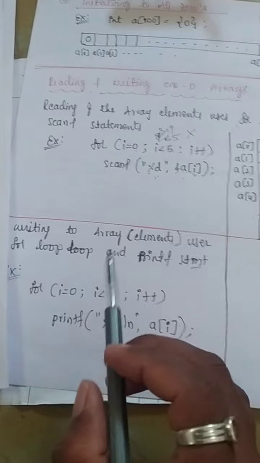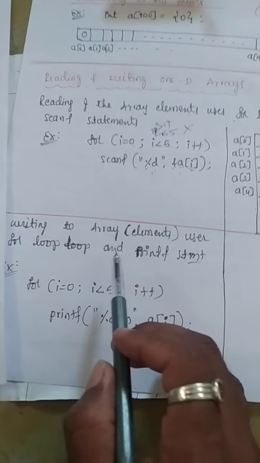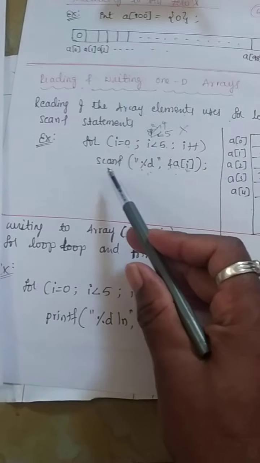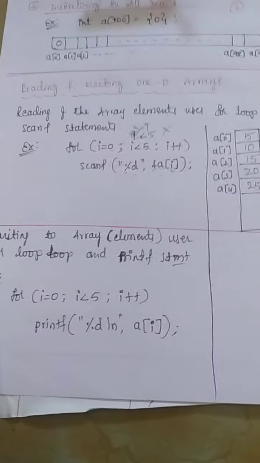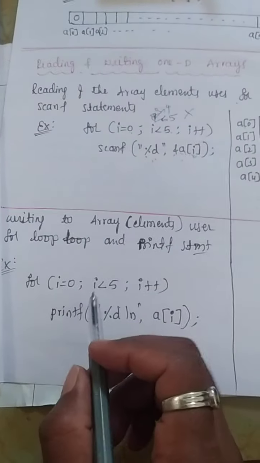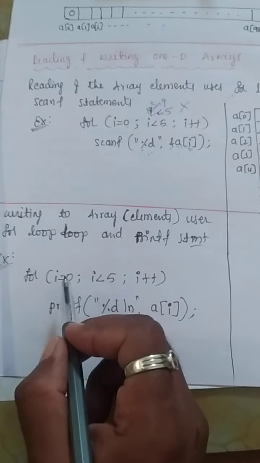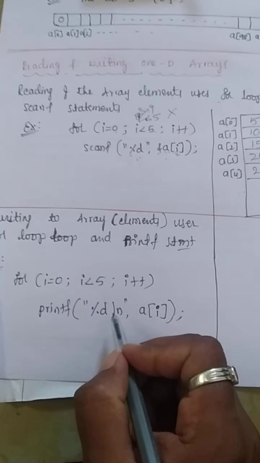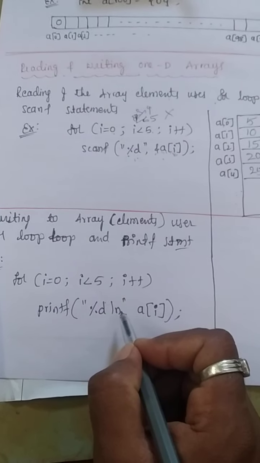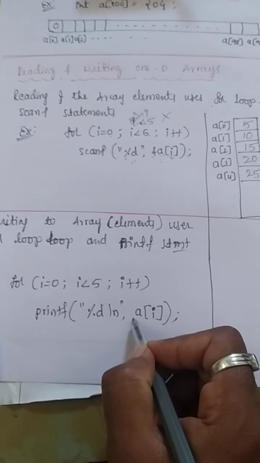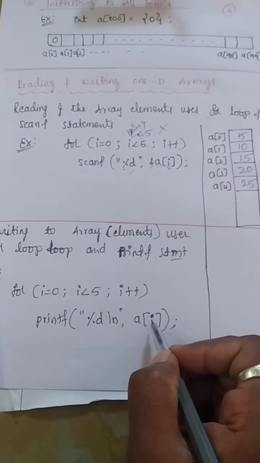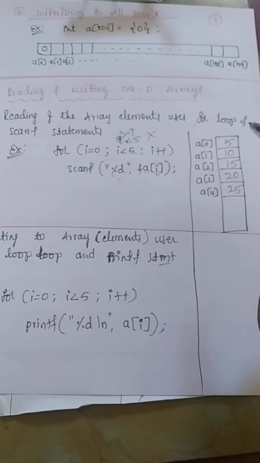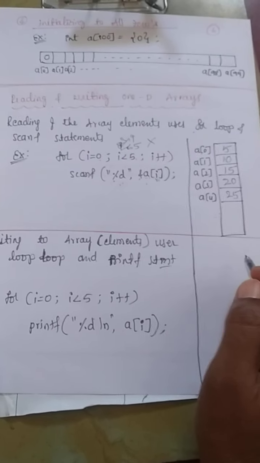Next, how to write the elements to the array. So this also uses one for loop and a printf statement. This uses the scanf statement, but this uses the printf statement. So what is the code for this? In the sense, use one for loop, for i is equal to 0, i less than 5, i plus plus, printf %d. You can have one new line or \n here, and no ampersand, only a[i]. This is the reading part. Same thing I am going to print here using arrays.